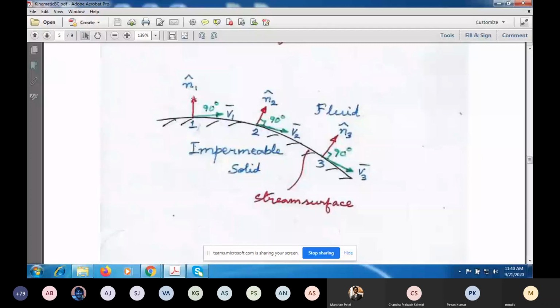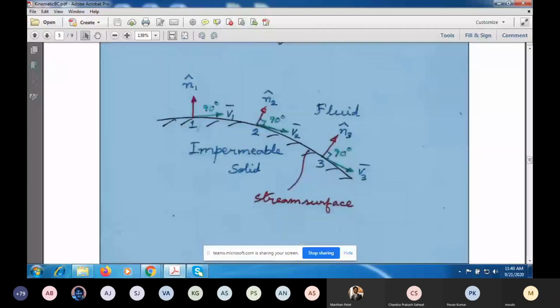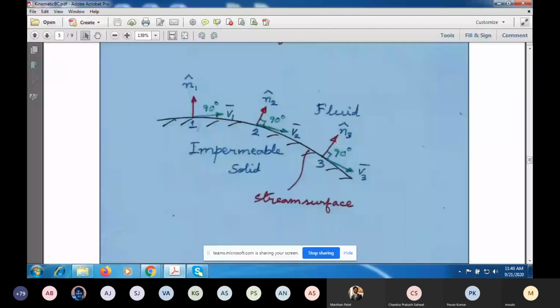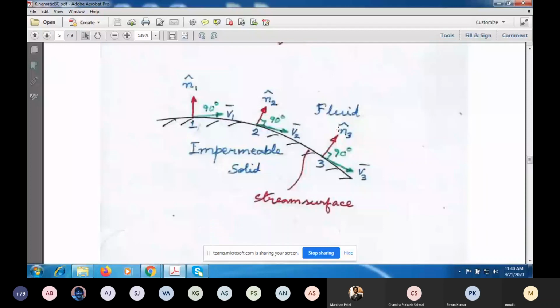N1 is a unit vector, magnitude is 1. N2 is a unit vector, but these two are not parallel vectors. So N2 is not the same as N1. It is pointing in a different direction. And again, N3 is another vector. Magnitude is the same. This figure may not be to scale. I've drawn it in a hurry.